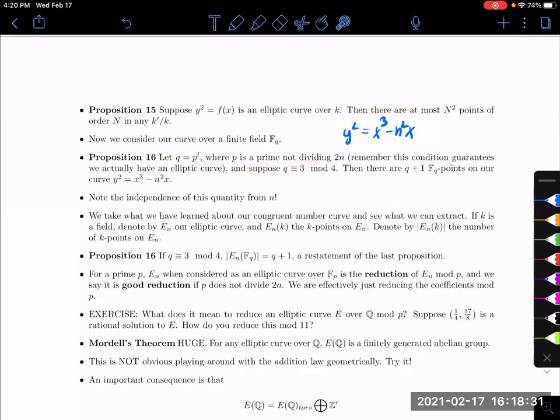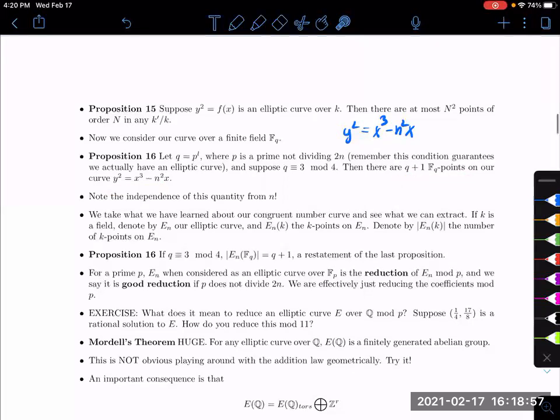So the only condition I'm actually going to add here is to further assume that Q, this number here, is 3 mod 4. And Q is either 1 or 3 mod 4, so we're looking at, I don't know, half the time this is going to be true without even doing any work. It turns out then there are always Q plus 1 FQ points on our congruent number elliptic curve. Always. It doesn't matter what Q is.